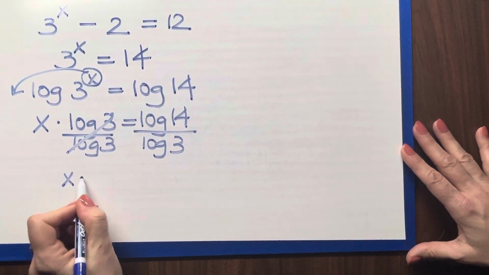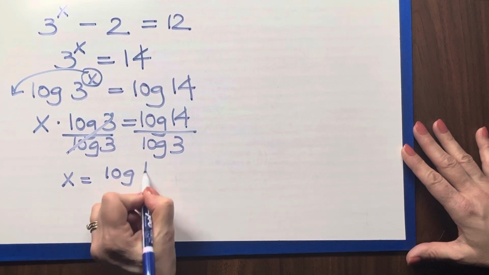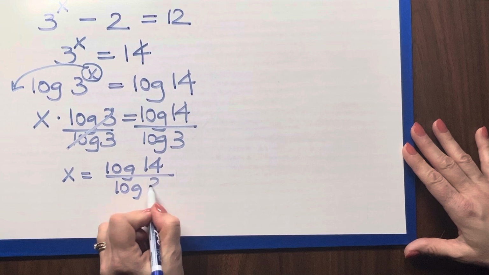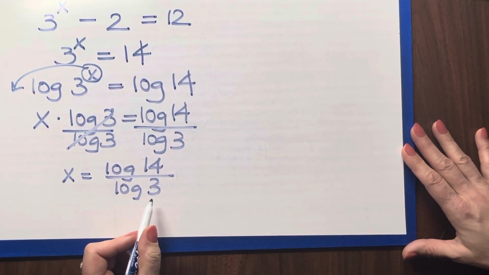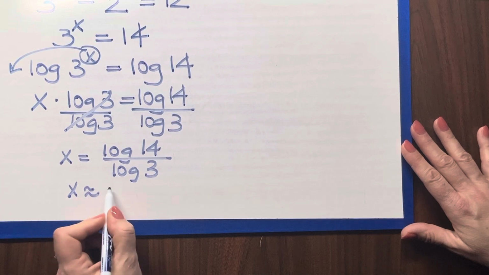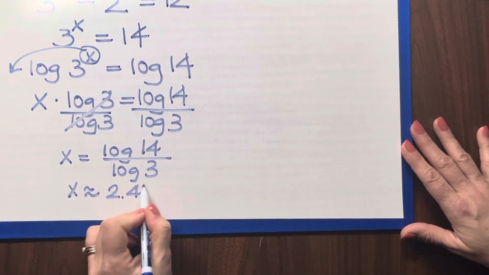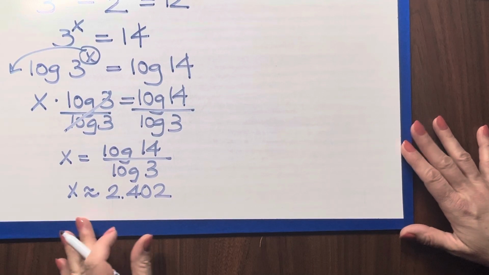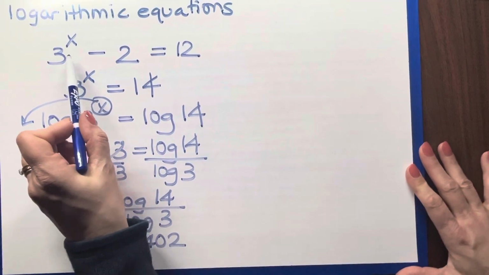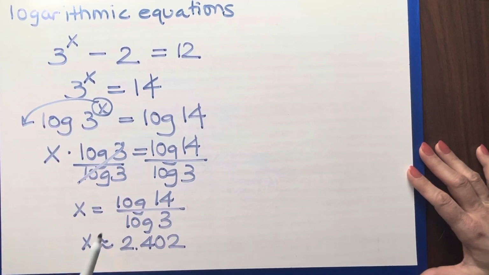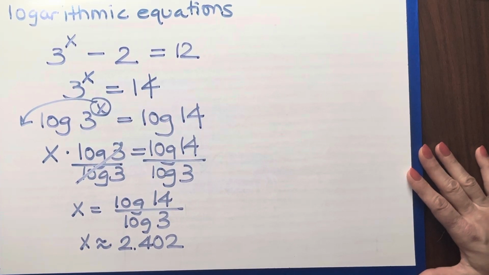So now here's where you need your calculator. You need to take the log base 10 of 14 and divide it by the log base 10 of 3. When you do that, we are going to approximate. You should get about 2.402. If you take that value and plug it right back up here into your original problem for the exponent, perform that operation, subtract the 2, you should get 12 and it will check out.